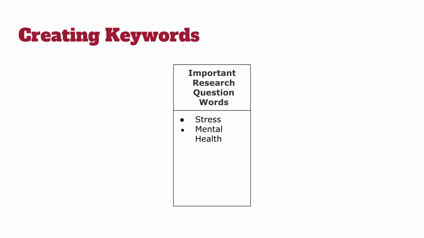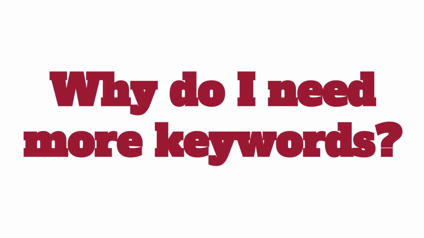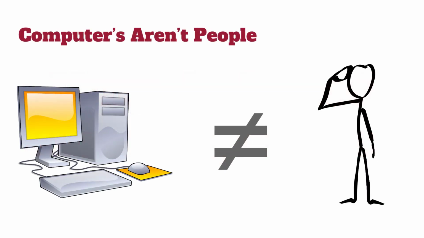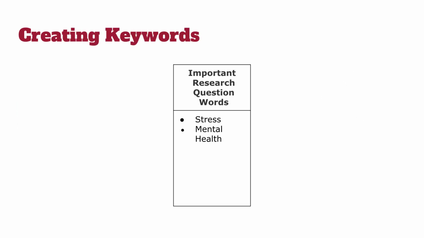You will be creating more keywords all throughout the research process in order to help you find the resources you're looking for. You might be wondering why you need more keywords. Aren't these good enough? Keep in mind that computers aren't people. Sometimes the computer won't understand a keyword we've chosen, or maybe the database isn't giving us the kind of resources we're looking for. When that happens, we need to be prepared with different keywords to get different results. So we're going to be creating a keyword toolbox to help us get options when we have problems searching.